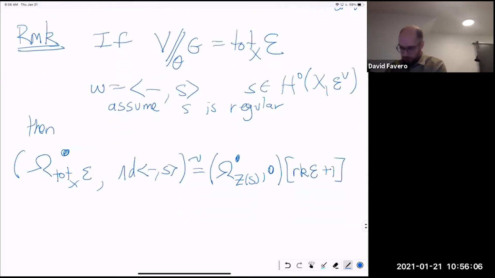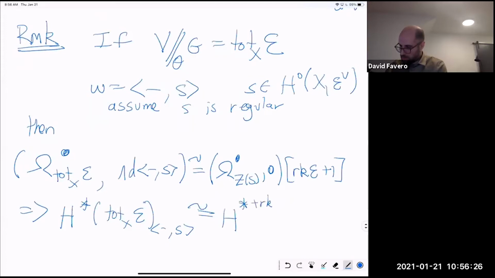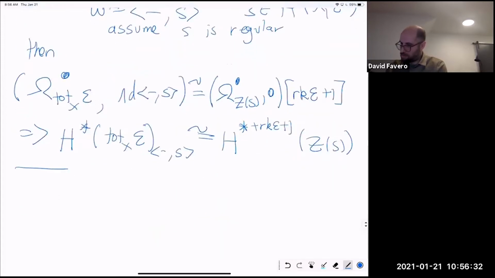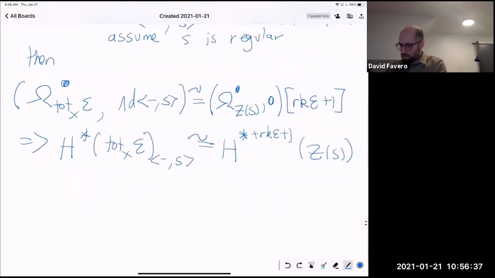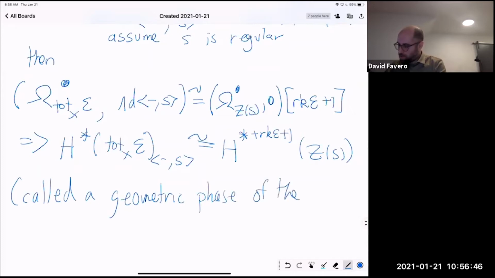Okay. So that of course implies the homology. The cohomology of this Landau-Ginzburg model is the same up to a shift. So this is called the geometric phase of the GLSM.